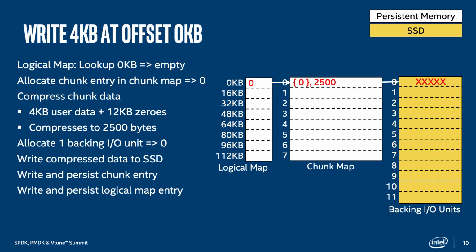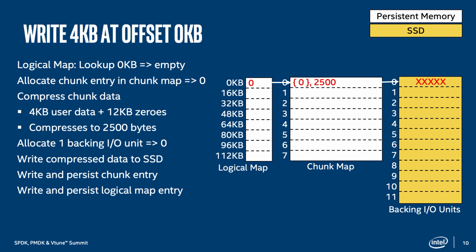Okay, so let's go into a very specific example here. So let's say a user wants to write 4K at offset 0 into this logical volume. So the first thing we're going to do is we're going to look up in the logical map entry 0K, and we see that there's nothing there, right? So it's empty. So there's nothing we need to go read. We're starting with an empty slate for this chunk.